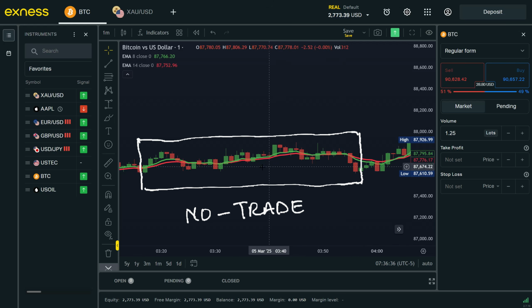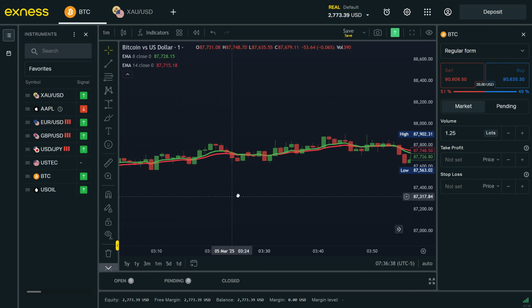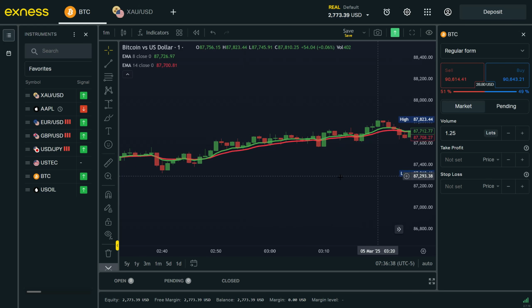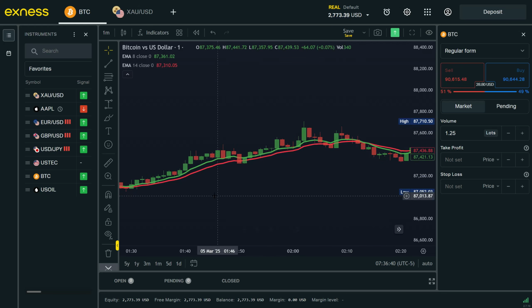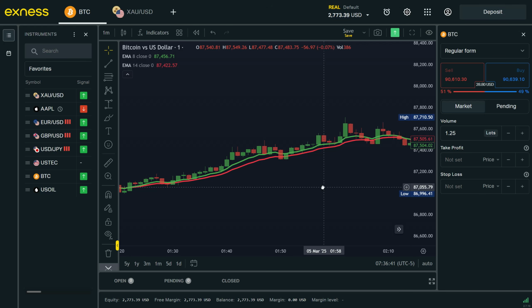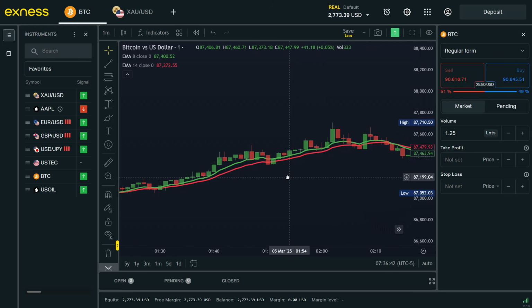This indicates that the market is in a consolidation phase where there is no clear trend direction. This is a classic no trade zone, a time when we should avoid entering trades and wait for a clearer setup. Instead of forcing a trade, it's better to be patient and wait until we see a strong crossover with clear separation between the EMAs, indicating a fresh trend. By avoiding trades in these uncertain areas, we can reduce unnecessary losses and focus only on high probability opportunities.